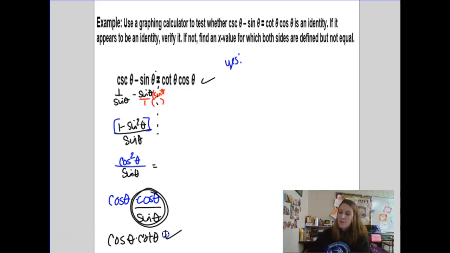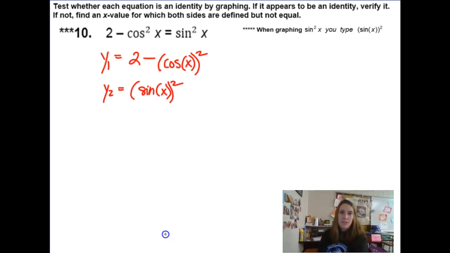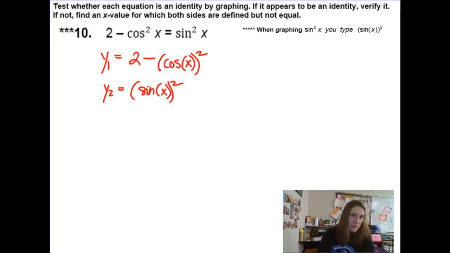Check, check. All right. So I guess the moral of the story is don't waste your time trying to verify the identity if it's not even an identity. Like for instance on this one, number 10. If you type this into y1 and y2, one side into y1, one side into y2, turns out they're not even the same function. So there's no point in us verifying the identity when they're not identities.